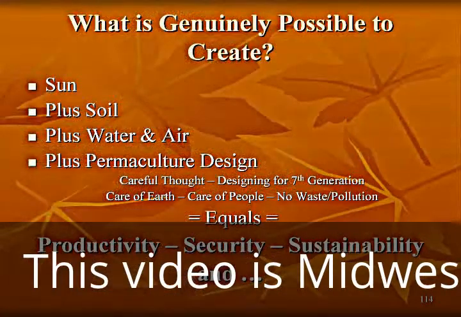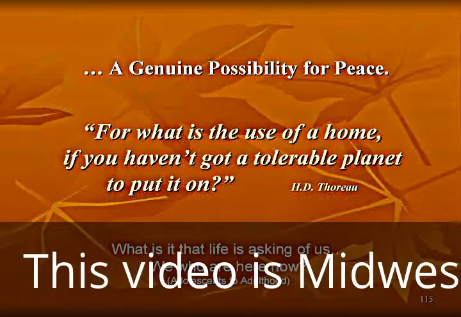So what's genuinely possible to create? With the sun, all the energy we need is right there, plus soil, the magic solution, plus water and air, and a permaculture design, careful thought, designing for the 7th generation, care of earth, care of people, no waste, no pollution, equals productivity, security, sustainability, and I think the genuine possibility for peace. If people are cared for, there's no reason to go to war.